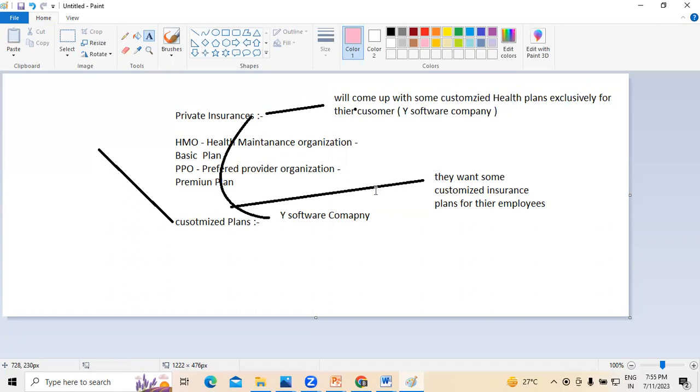Usually in software, we call it a band. Band means whichever band you belong to. Band means designational hierarchy. So based on the designational hierarchy, the benefits they will be getting from the software company will vary from one to another. It will not be the same. It again depends on the designation they are holding.